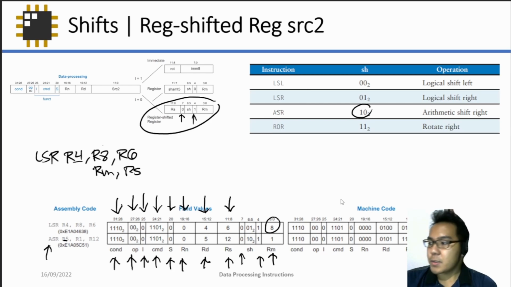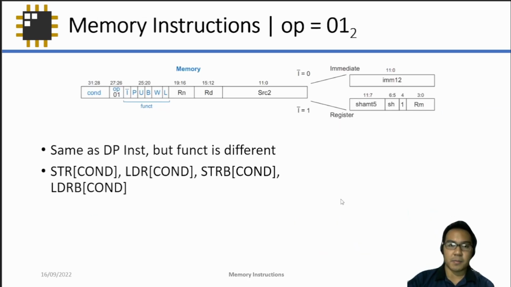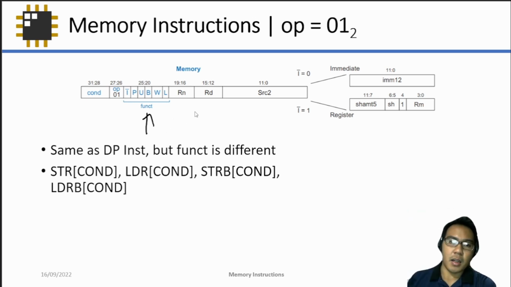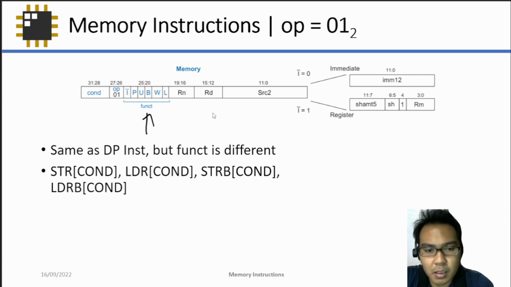Okay. So next, memory instructions. For memory instructions, it's basically the same as the data processing instructions, but the funct field contains something different. So it's IPUBWL this time. I'll explain what those are in the next slide, I hope. The memory instructions include these instructions. So actually forget these ones.